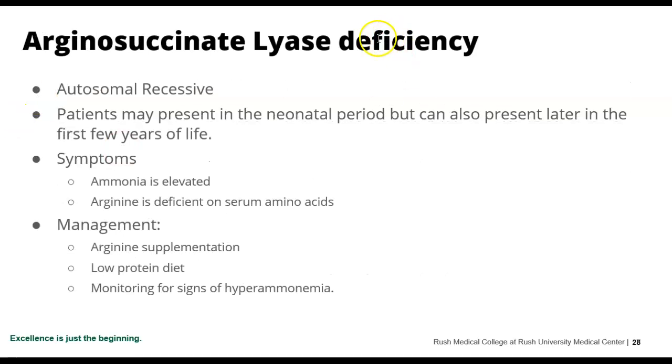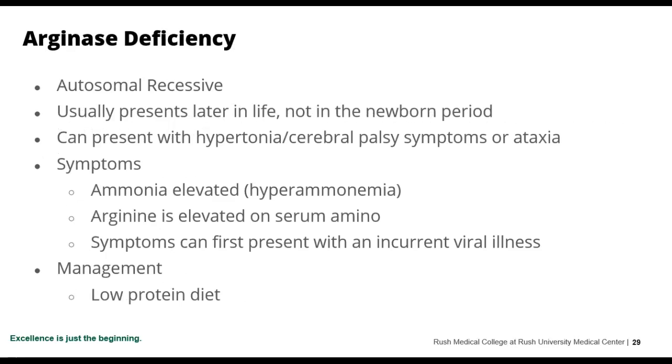Argininosuccinate lyase deficiency, the third one, again recessive, presents a little bit later than OTC and citrullinemia. Elevated ammonia, arginine is deficient. It's usually the most deficient of any of these. And management, again, arginine supplementation, low protein diet, and monitor for signs of hyperammonemia.